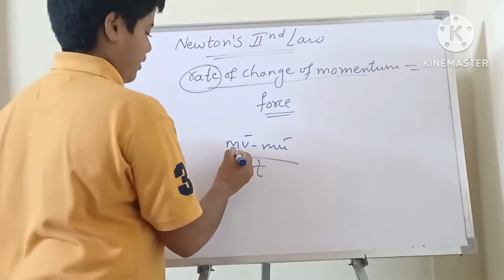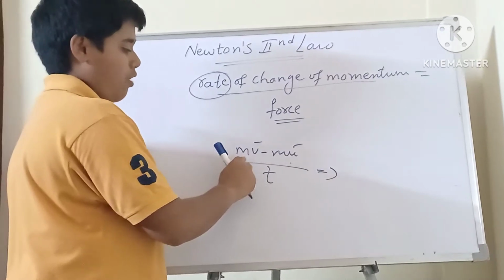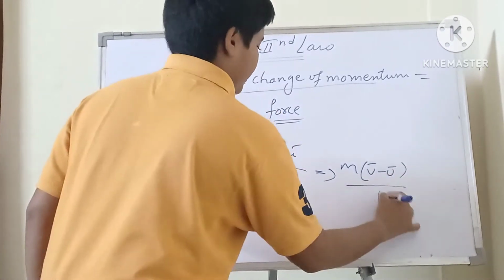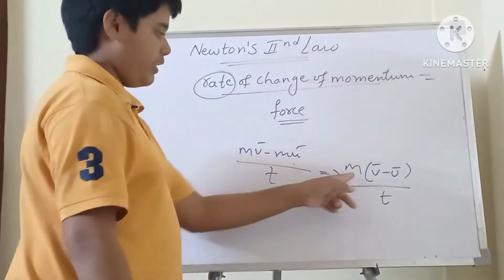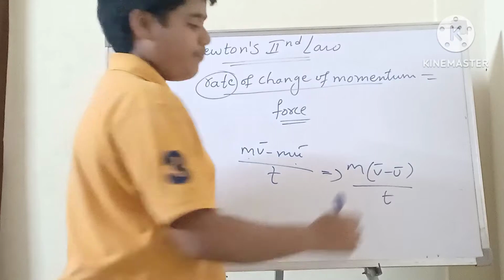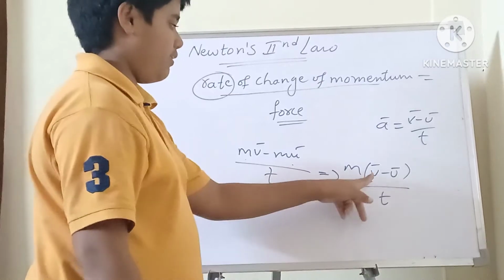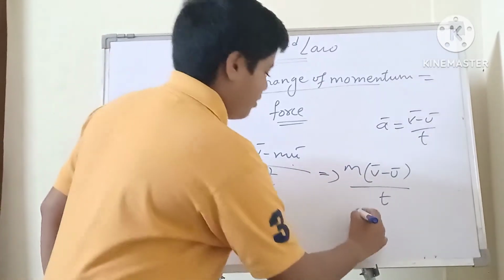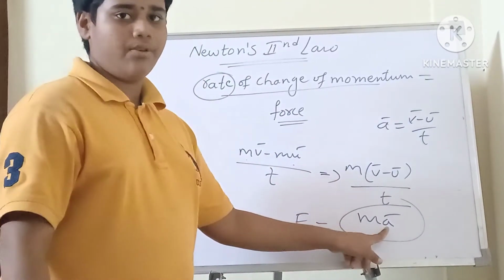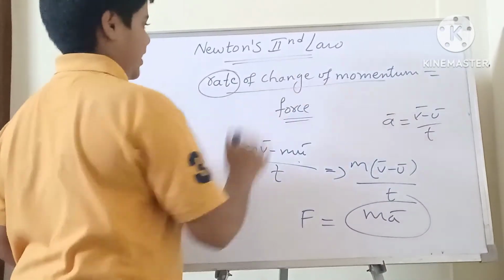So mv bar minus mu bar by time means we have to take common mass. So m into v bar minus u bar by time. Here v bar minus u bar by t means acceleration. Here a bar is equal to v bar minus u bar by time. So ma bar, this is force. Mathematical formula of force: ma bar, mass into acceleration. This is Newton's second law.